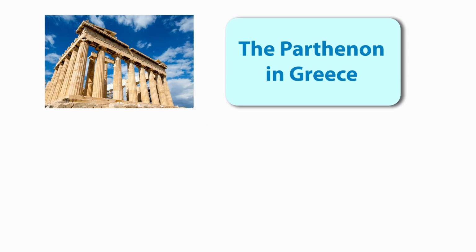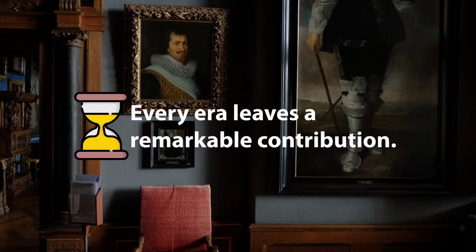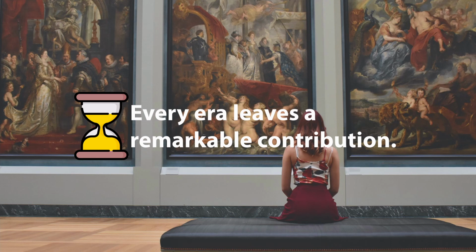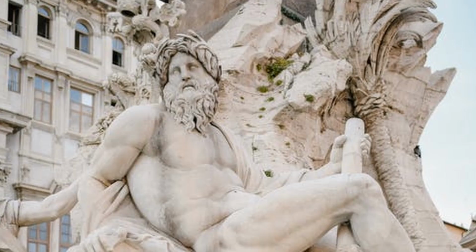The Parthenon in Greece and the Colosseum in Rome, Italy are just examples of Western and classical art that continue to live and exist in different eras. Every era that passed leaves a remarkable contribution in various forms of art that has shown a noticeable influence in the arts of the New World. In learning more about Western and classical arts, we will answer these questions.